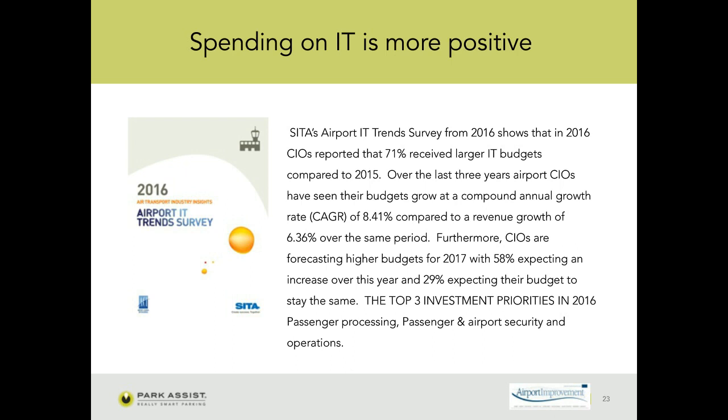According to CETA's 2016 Airport IT Trend Survey, over the last 3 years, airport CIOs have seen their budgets grow at a compound annual growth rate of 8.41% compared to a revenue growth of 6.36% over the same period. Further, CIOs are forecasting higher budgets for this year, with 58% expecting an increase over 2016 and 29% expecting their budget to stay the same. The top three investment priorities: passenger processing, passenger and airport security, and operations.